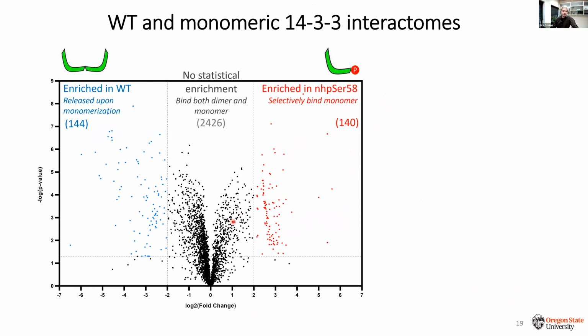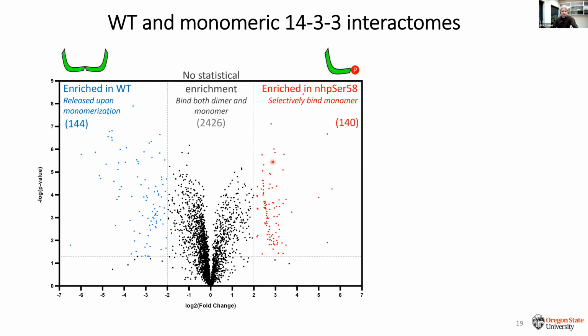And so that's shown here in this volcano plot. In this volcano plot, each individual dot represents a protein that was identified in the two data sets that were pulled down from wild type and monomeric 14-3-3. On the x-axis, we have fold enrichment, and on the y-axis is statistical significance. What you can see here is that we pulled out about 2,600 different proteins from these pull-down assays, and about 2,400 of them were pulled down in both wild type and monomeric 14-3-3, indicating that for about 95% of the interactome, there was no change between these two proteins.